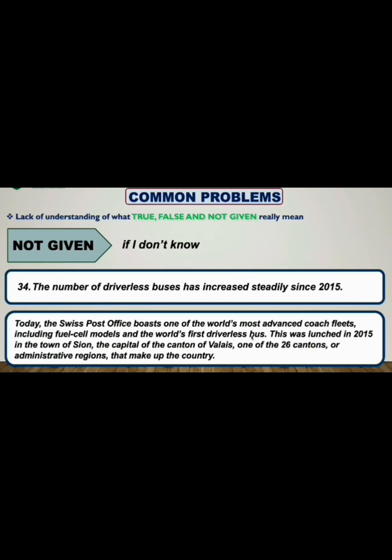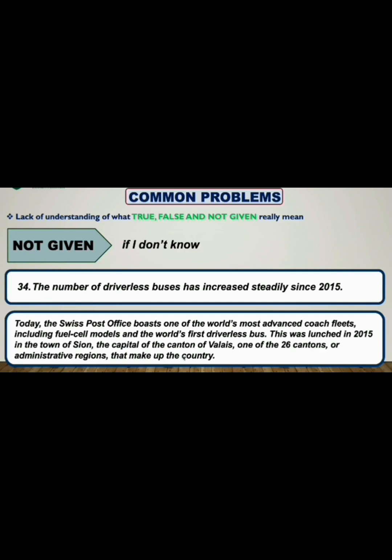So we're seeing a driverless bus. This is the first driverless bus. Okay, let's see if it has increased since 2015. This was launched in 2015. So the first driverless bus was launched in 2015 and it was launched in the town of Sion. Okay, and Sion is the capital of the canton of Valais, and it is one of the 26 cantons, or administrative regions, that make up the country.